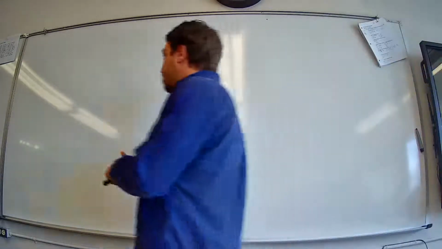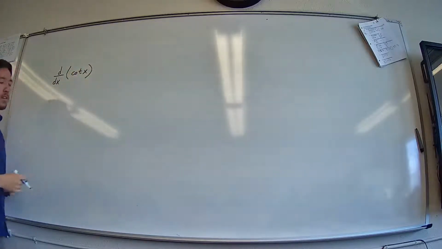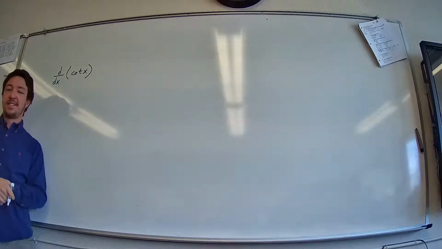So it's just exponential, log, sine, cosine, tangent, secant, cosecant, cotangent. All right, cotangent time. Derivative of the cotangent function. Taking bets, taking guesses.